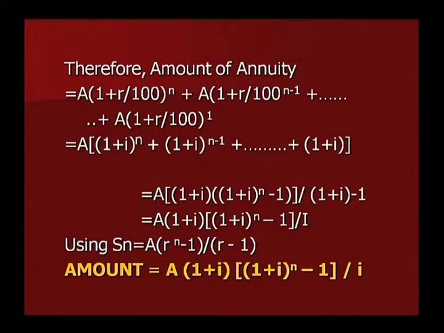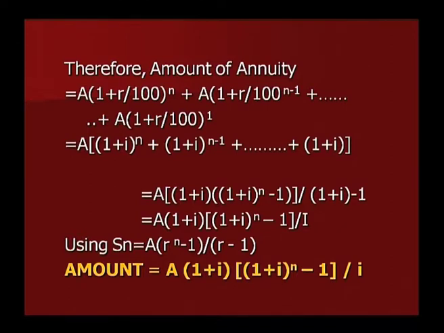The amount of annuity becomes A(1 + r/100)^n + A(1 + r/100)^(n-1) + and so on + A(1 + r/100)^1, that is equal to A times [(1 + i)^n + (1 + i)^(n-1) + and so on + (1 + i)], that is equal to A(1 + i) multiplied by [(1 + i)^n - 1] divided by [(1 + i) - 1], that is equal to A(1 + i) multiplied by [(1 + i)^n - 1] divided by i.